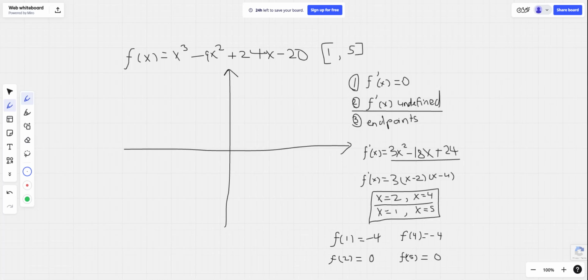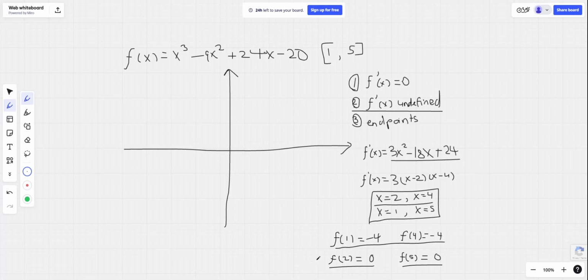The absolute minimum and maximum is pretty easy to find. You look at the biggest value, and there are two shared values this time. So 0 will be the absolute maximum on this interval because these are the only places where it could possibly occur. And the -4 will be the absolute minimum on this interval. It turns out two values share it, but it doesn't matter.